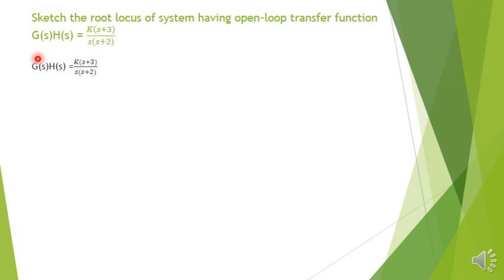So from the given problem statement, G(s)H(s) equal to K into (s plus 3) divided by s into (s plus 2). So initially we need to find the number of branches. To find the number of branches, we need to calculate open loop poles and open loop zeros. In this, the denominator polynomial is of order 2, so the number of open loop poles is 2. And the numerator polynomial is of order 1, so the number of open loop zeros is equal to 1.